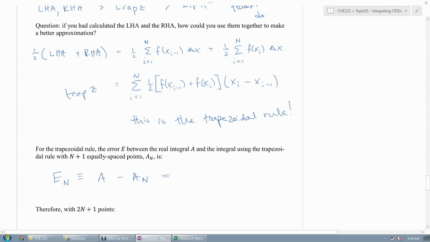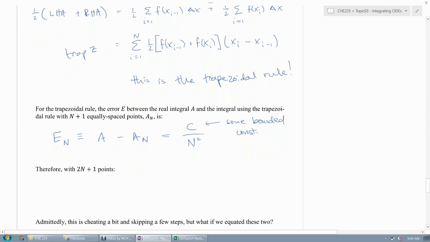And this error is equal to c over n squared, where n is your number of subintervals, and c is some bounded constant. I'm not going to tell you what the bounds are, and we don't know what the exact value of c is, but it's bounded by the shape of your function and the number of subintervals that you have, etc. It's not infinity, and you can put bounds on it even though you don't know what it is.